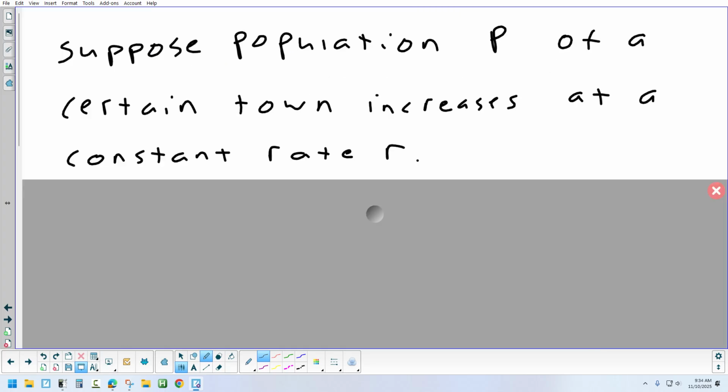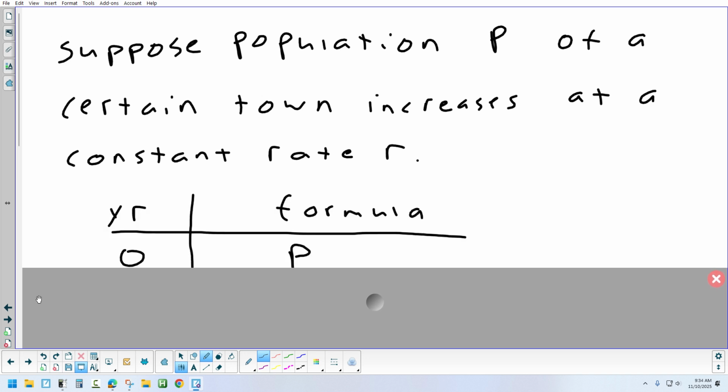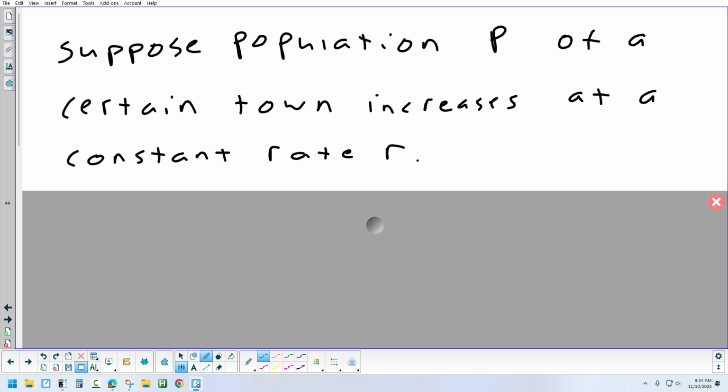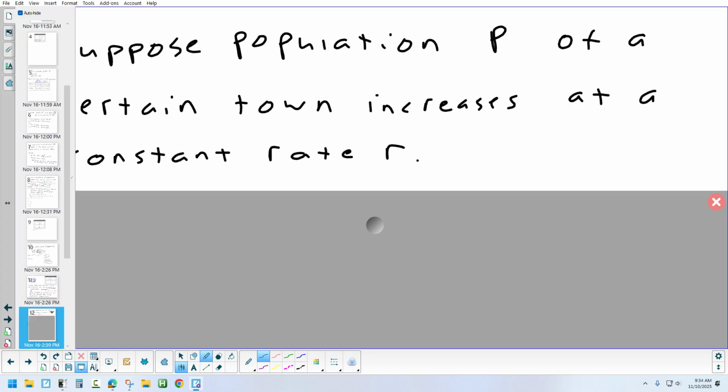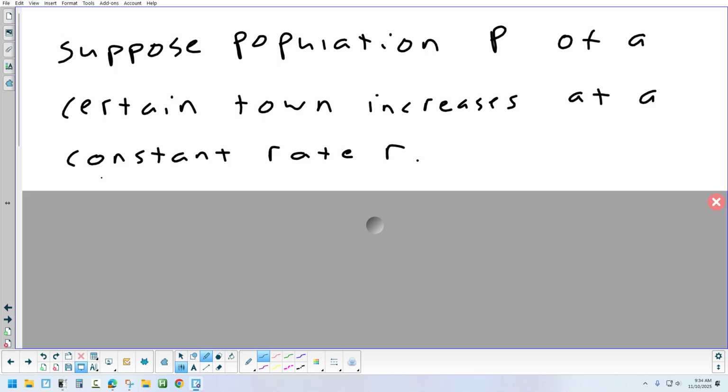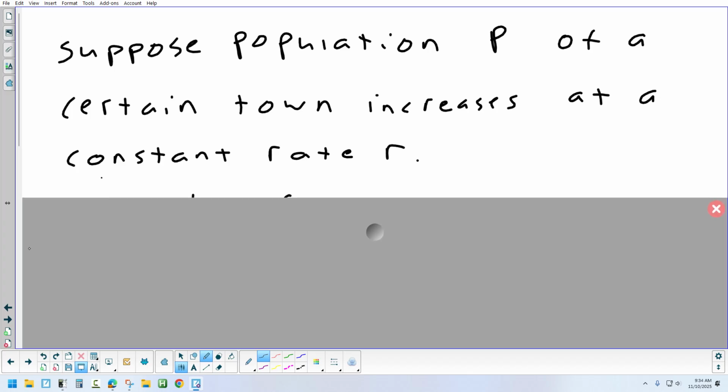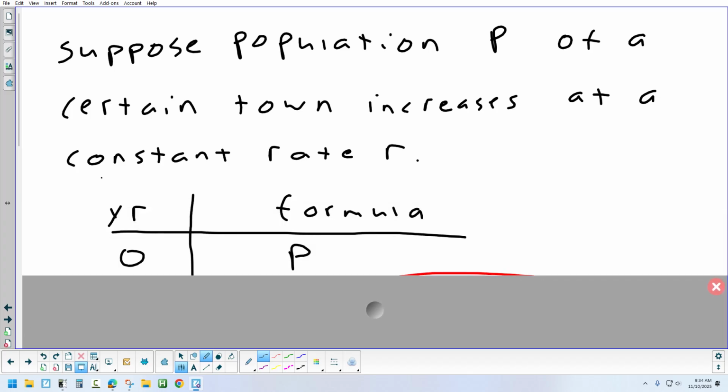All right, so the last thing we're going to do is look at exponential growth and exponential decay. And we're going to see if we can come up with some formulas to predict growth and decay. So we're going to start out with a population problem where the population of the town is increasing at a certain rate. Whenever something increases at a percentage, that is exponential.